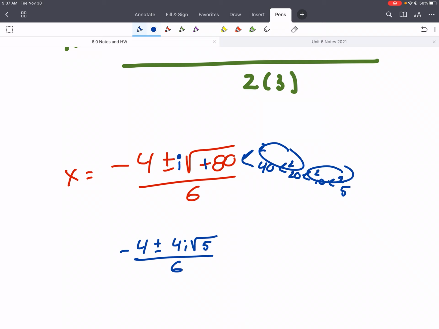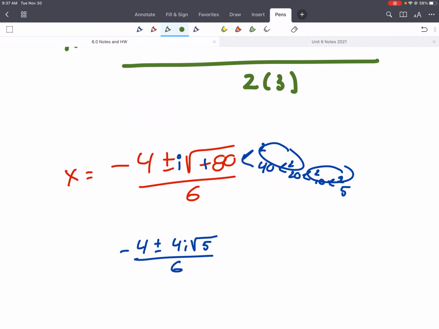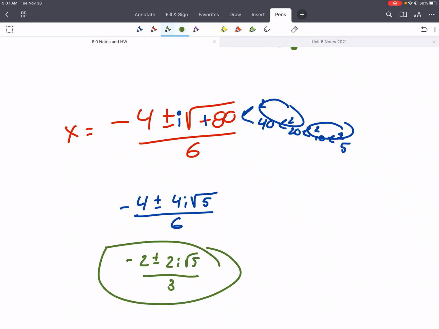And the last thing we could do is simplify the fraction. So we look at the 3 numbers, so we have a 4, 4, and 6. So what can we divide all of them by? We could divide everything by 2. So we get -2 plus or minus 2i square roots of 5 over 3. And that's it.